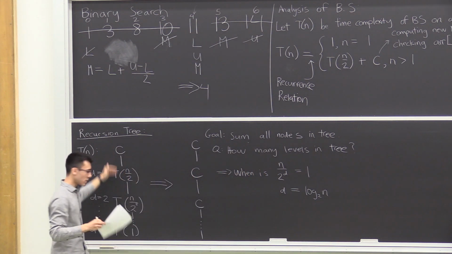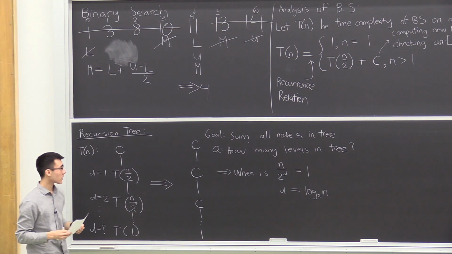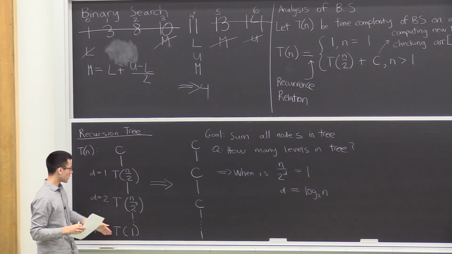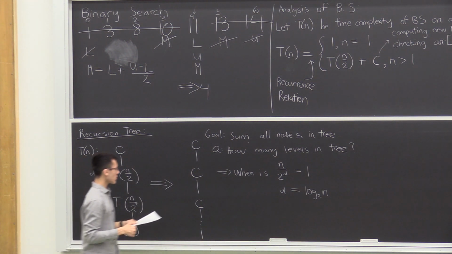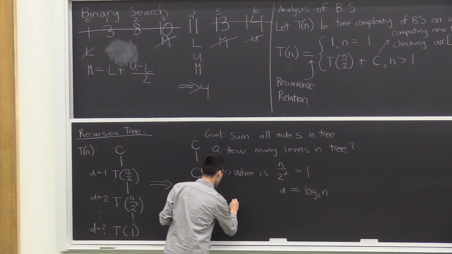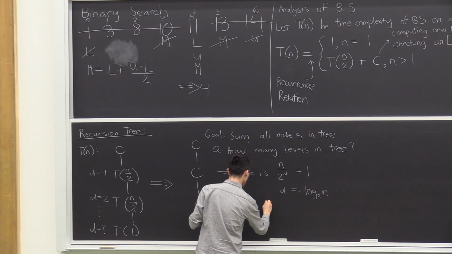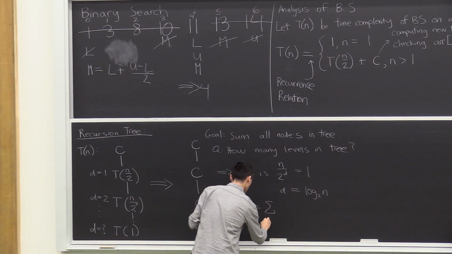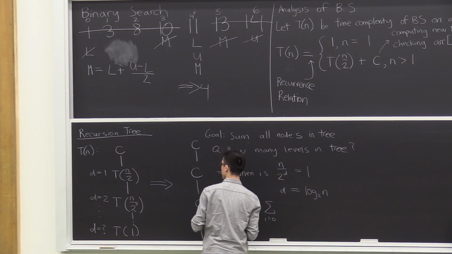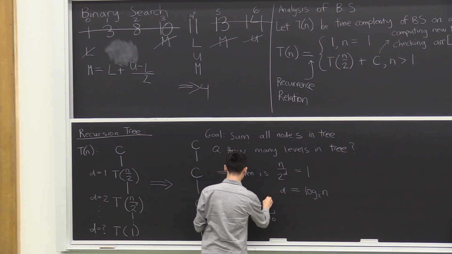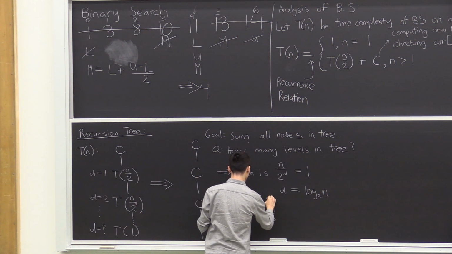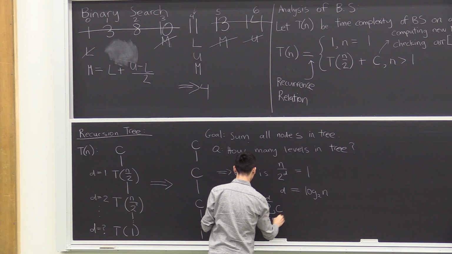Okay, so we know that T of n in total is just going to be the sum of all the c's, from 0 to the final level of d. So we'll get that T of n is just going to be equal to the sum from i equals 0, so from up here, to d of c.